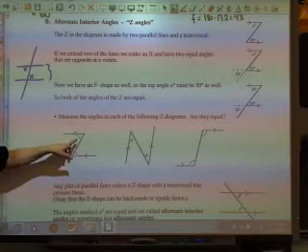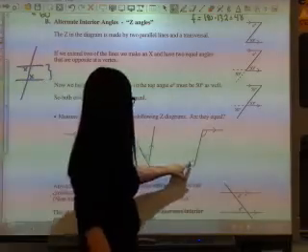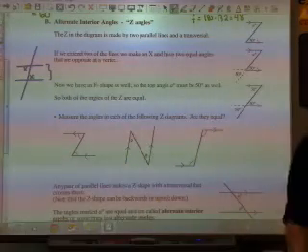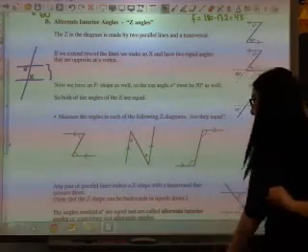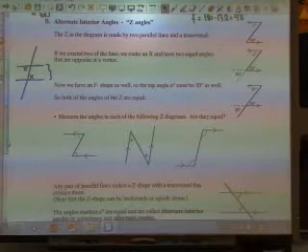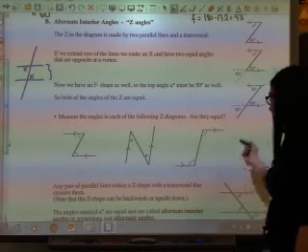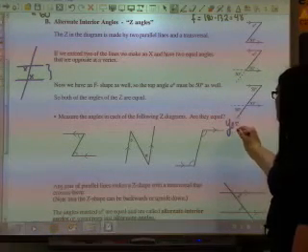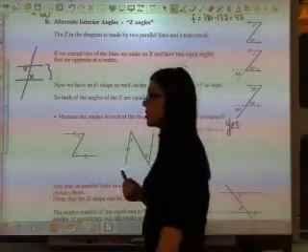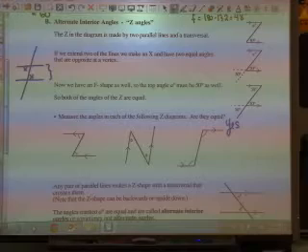So what I want you to do right now to verify that is measure the indicated angles right here in this section. So are they equal? Yes. So we have that alternate interior angles are equal to each other.